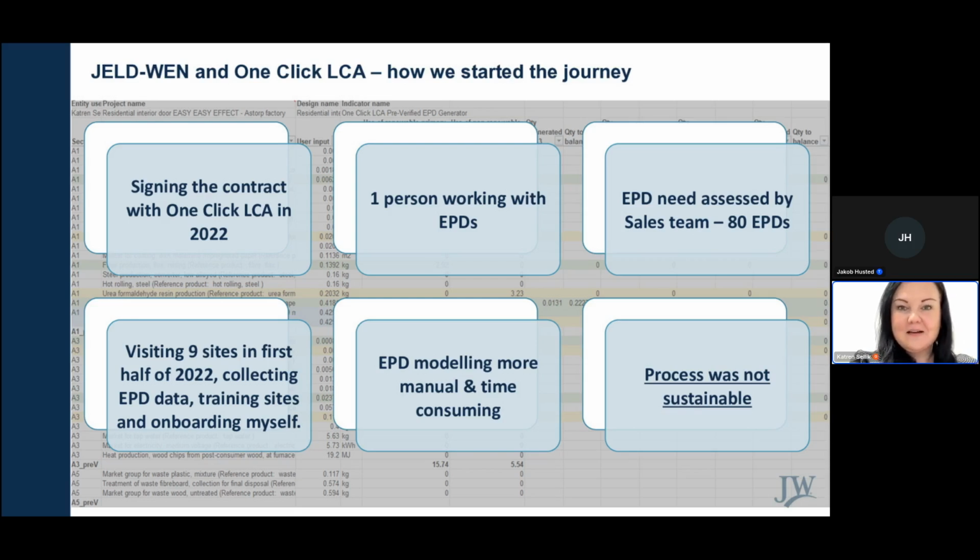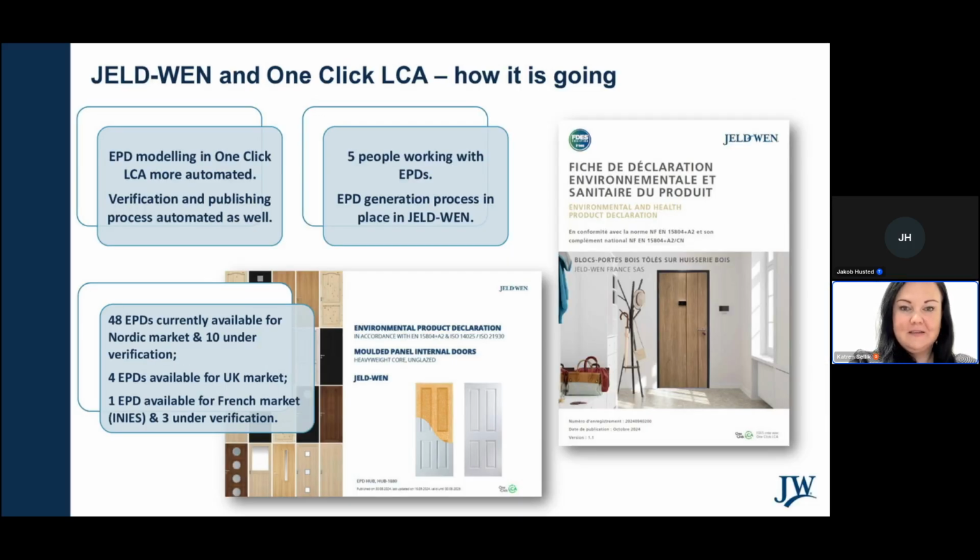So from here, I will jump to the next slide, showing what we do differently today and what we have changed. I would say that it's day and night comparing 2022 with 2024. Firstly, we are really happy that the One Click LCA system itself is more automated. We only need a few things in Excel, and everything else the system can help us with. So the process has become a lot faster from that point of view.